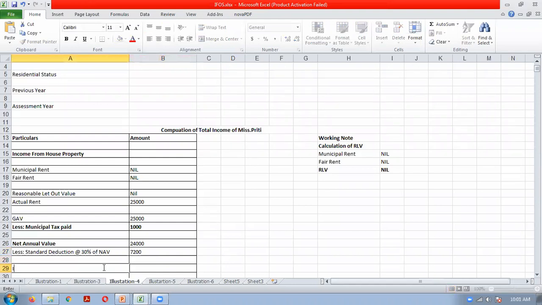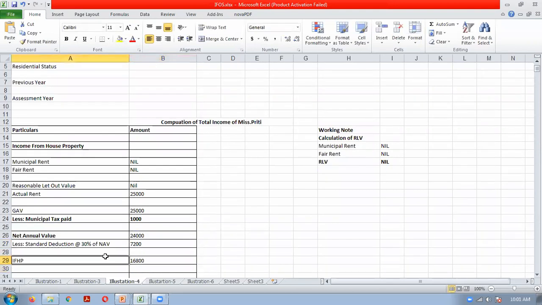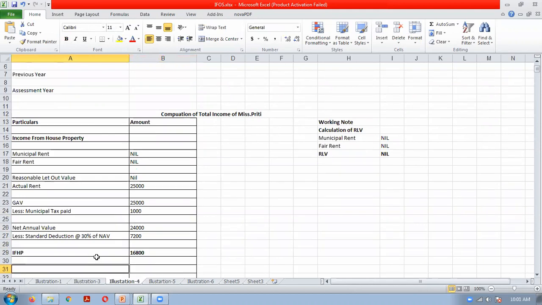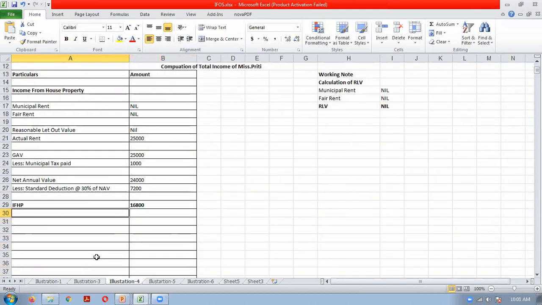So income from house property will be 24,000 minus 30 percent, that is 16,800. Okay, so the first head, income from house property, we have completed.